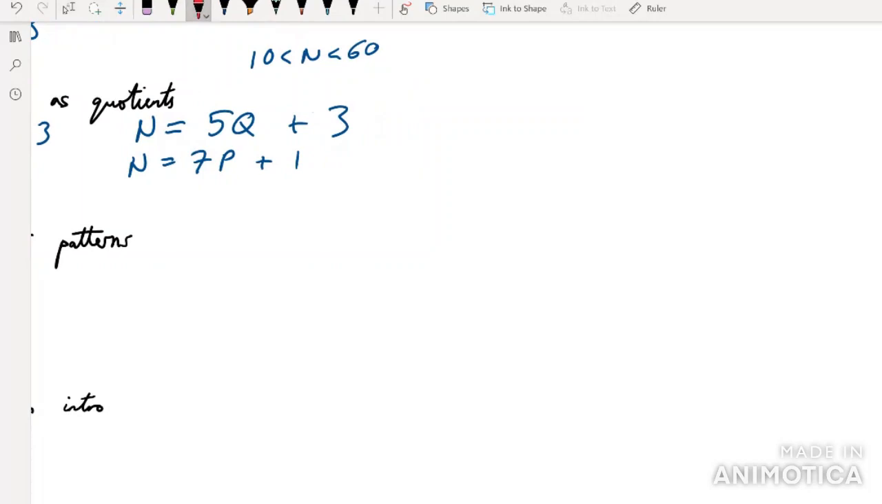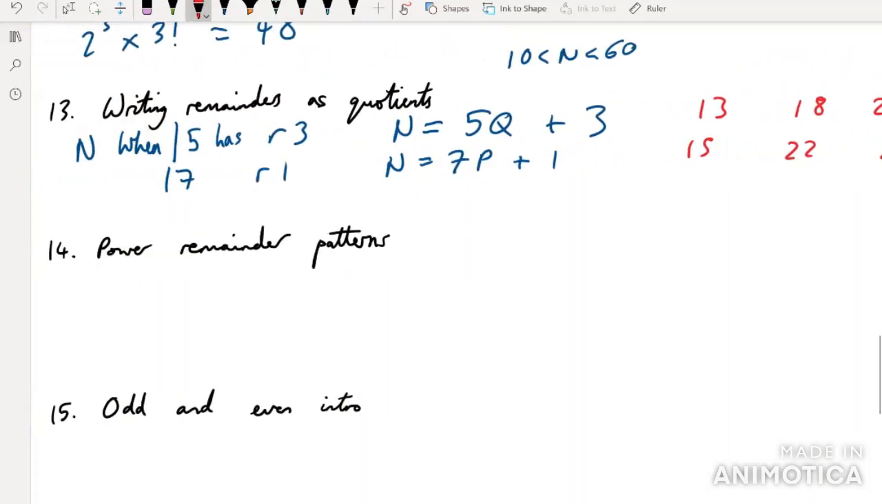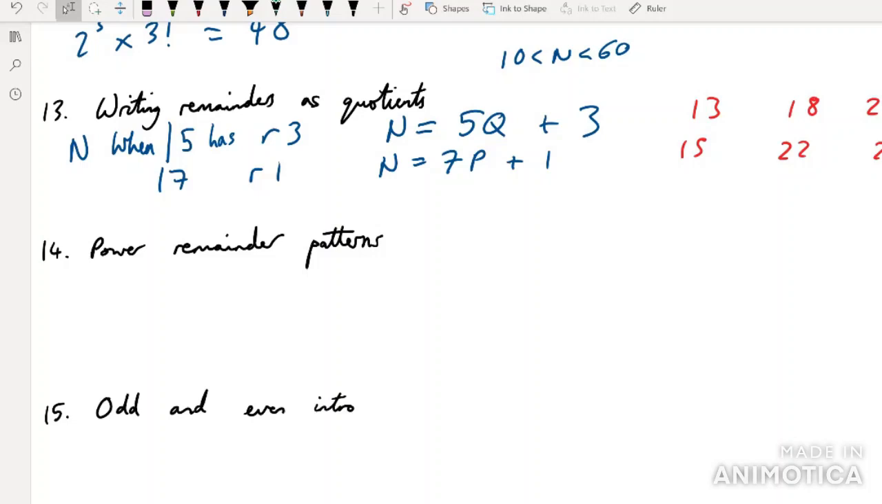So what could n be? Well, we know it's a multiple of 5 plus 3, and it's greater than 10. So in other words, n can only be 13, 18, 23, 28, 33, etc. But it's also a multiple of 7 plus 1. So it could be 15, 22, 29, 36, 43, and I believe we would have got 43 here as well. And so all of a sudden, we know what n is. So that's how to deal with it when they talk about remainders.